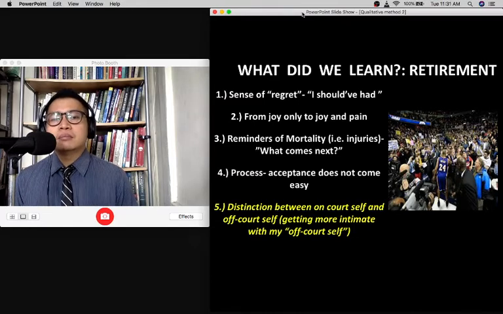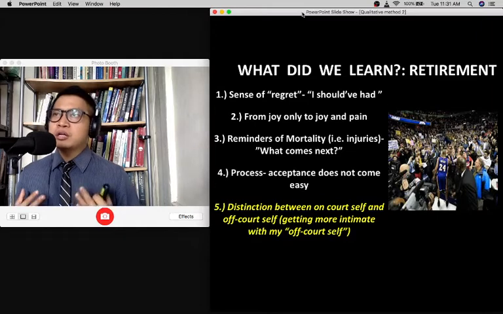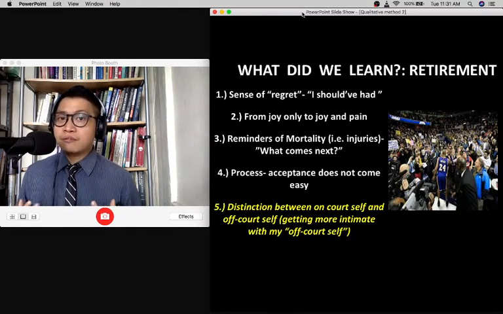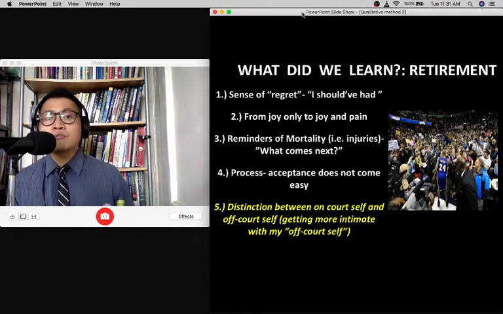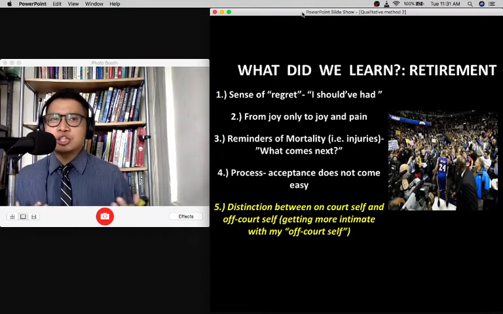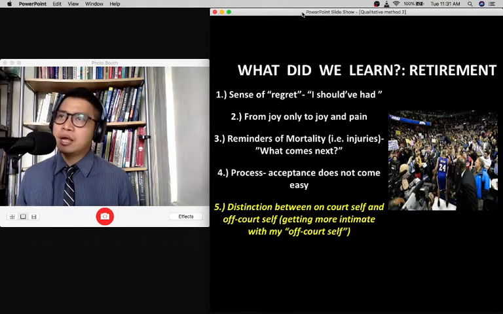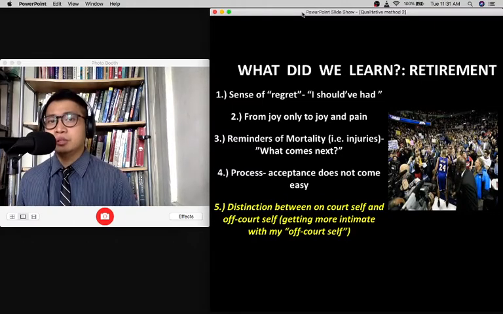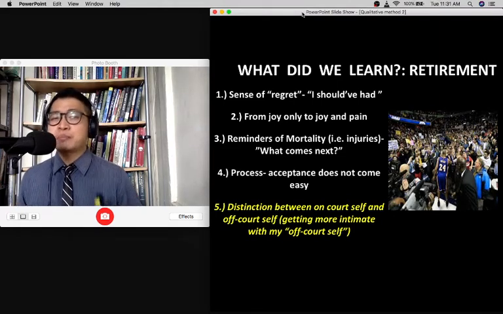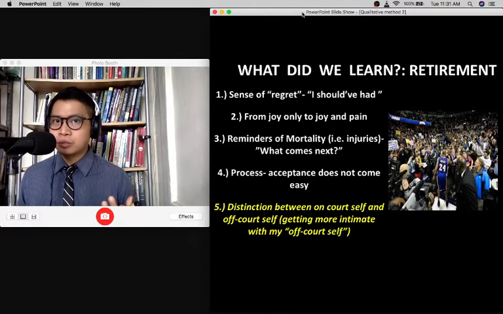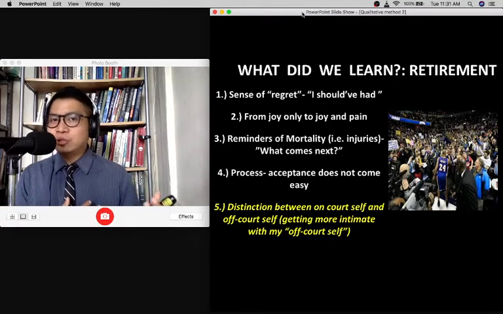Number 5, because of the retirement that they did, now it becomes more clear to them that their self has two versions. Meron silang on-court self, meron din silang off-court self. Now they can differentiate. Now they can see for the first time in their life na yung ugali nila off-court ibang-iba sa on-court. They can now see certain talents, certain skills, certain attributes, certain personalities that they show outside the court that they don't show when they are inside the court.